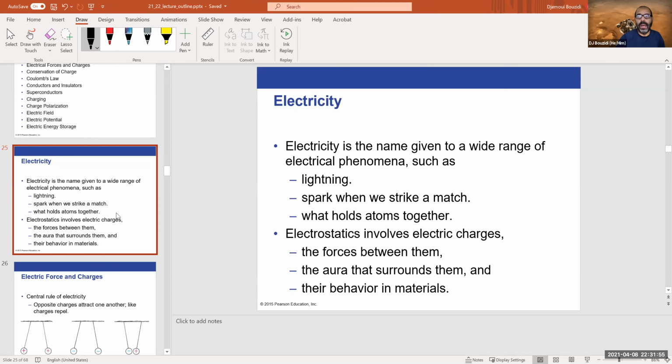Okay. So electricity is a name given to a wide range of electrical phenomena such as lightning, or a spark when we strike a match, okay? Like when you take two rocks and hit them against one another, that is actually electricity, the flying sparks. And what holds atoms together is actually the electrostatic force, electricity. Electrostatics involve charges, the force between them, the aura that surrounds them, and their behavior in materials.